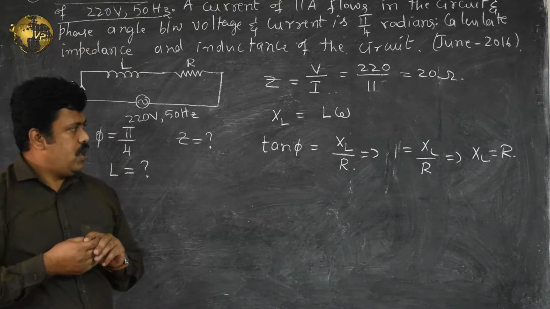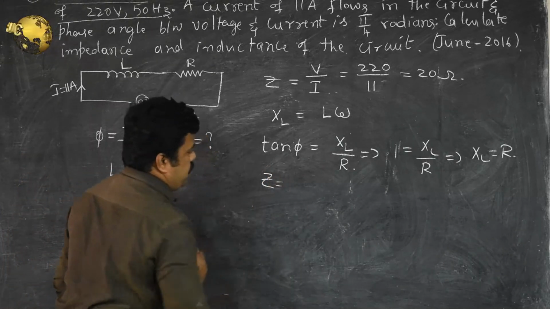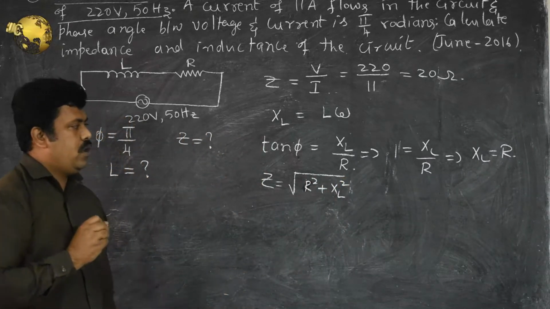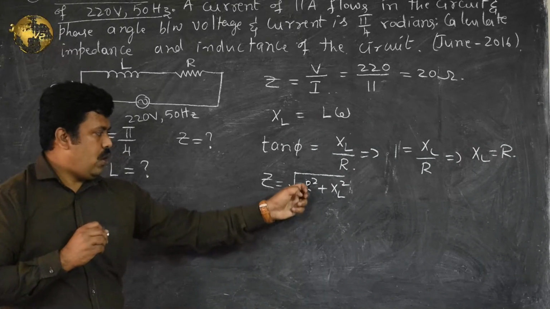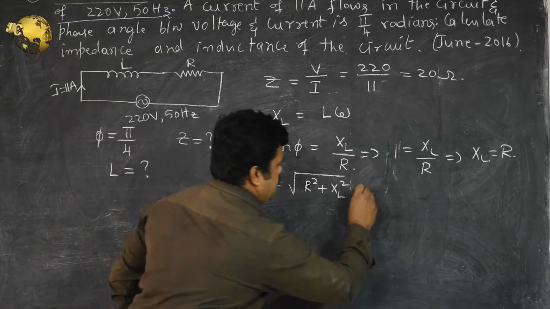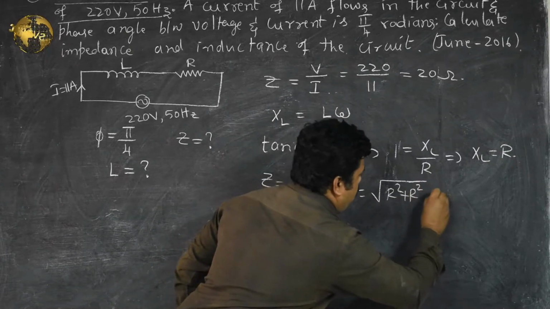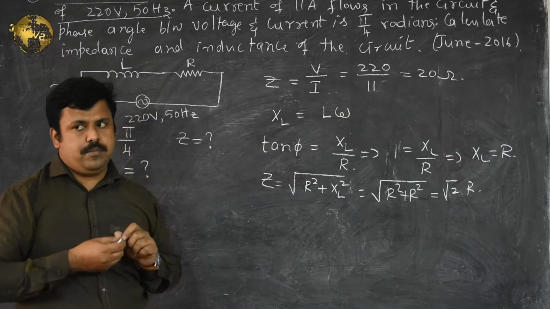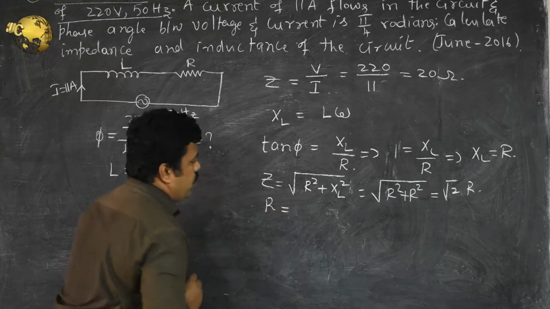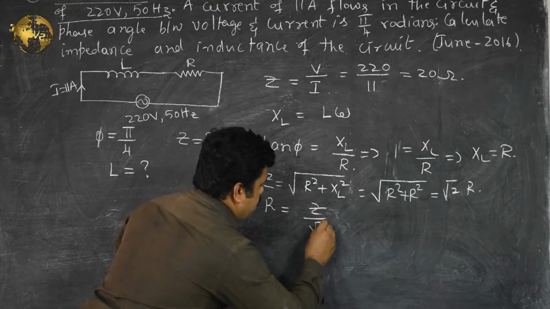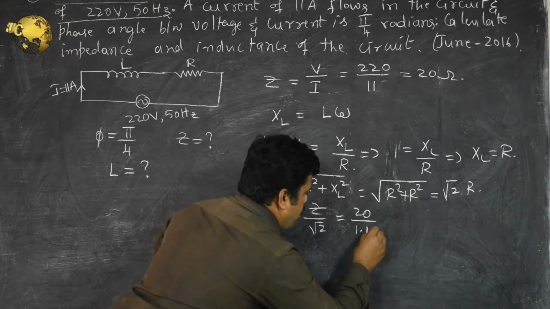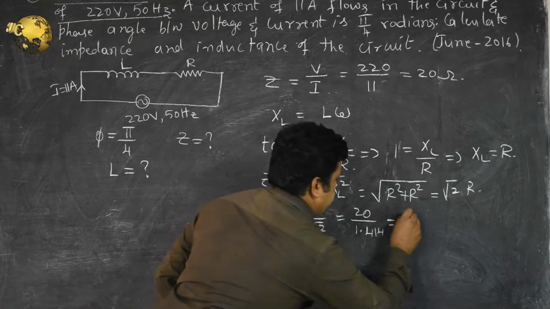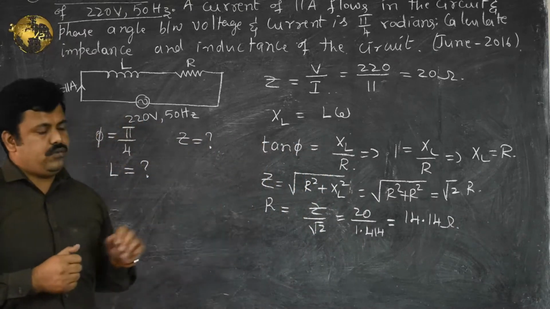Let's calculate that value. We have the formula Z is equal to square root of R square plus XL square. We don't know R, and XL can be written as R. So square root of R square plus R square, that is 2R square, becomes root 2 into R. Z we have calculated, that is the impedance. So finally R is equal to Z divided by root 2, that is 20 divided by 1.414, which gives 14.14. This is the resistance of the circuit.